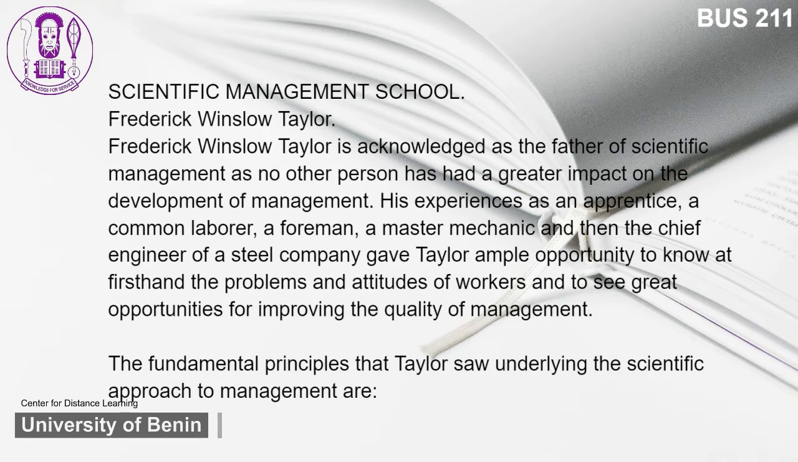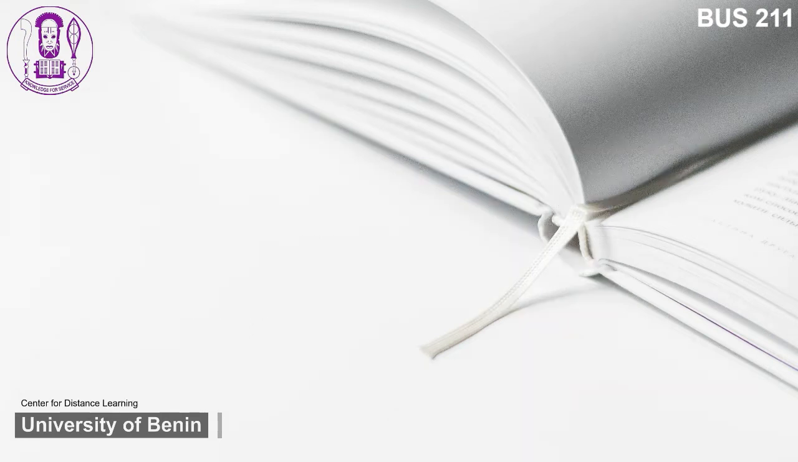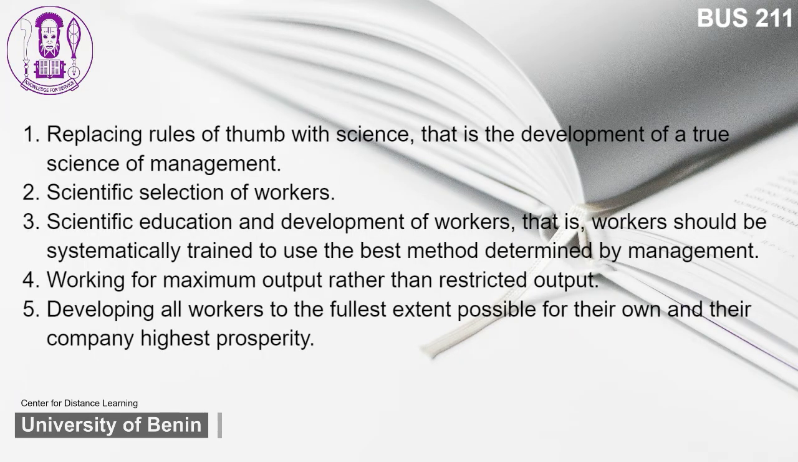The fundamental principles that Taylor saw underlying the scientific approach to management are: 1. Replacing rules of thumb with science, that is the development of a true science of management. 2. Scientific selection of workers. 3. Scientific education and development of workers, that is, workers should be systematically trained to use the best method determined by management. 4. Working for maximum output rather than restricted output. 5. Developing all workers to the fullest extent possible for their own and their company's highest prosperity.